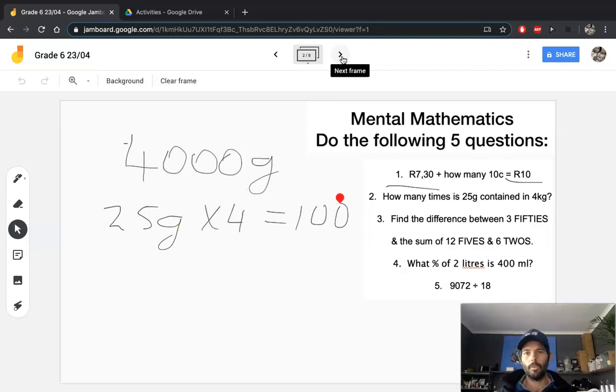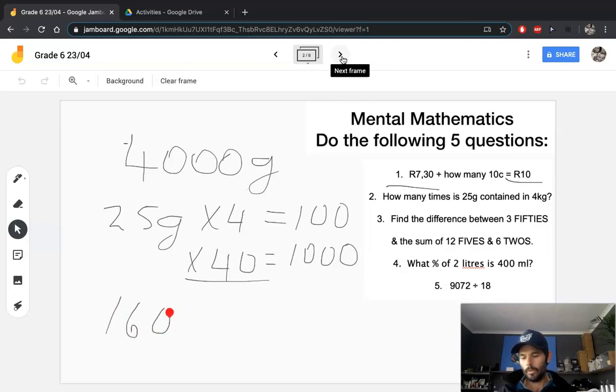So how many times will it go into 1,000? That's going to be 40. Okay, and then we know to get to 4,000, we must multiply 40 by 4. So we know it's 160 times 25 gives us 4,000. Okay? Sorry, one more zero. Okay, that's your answer for the second question.